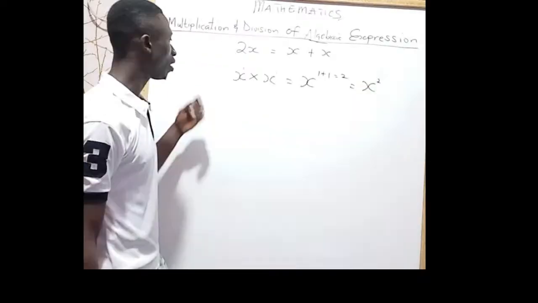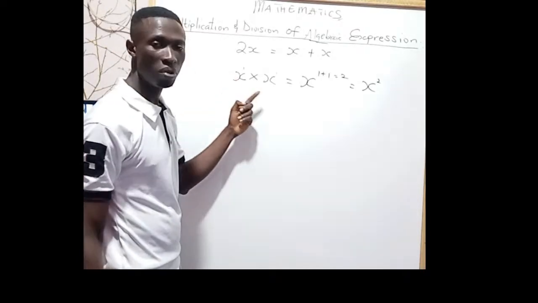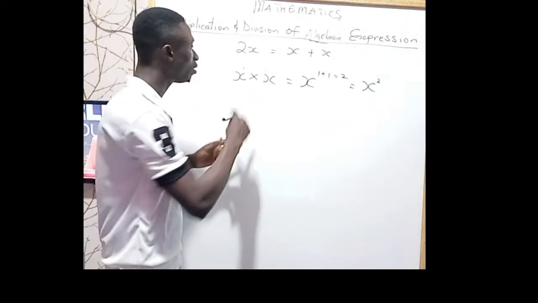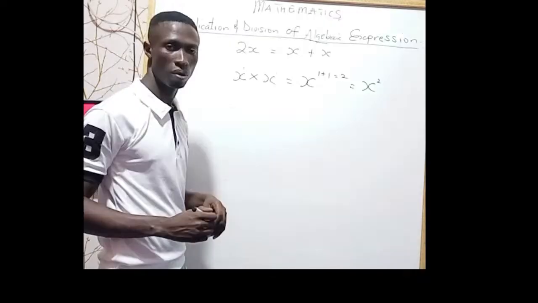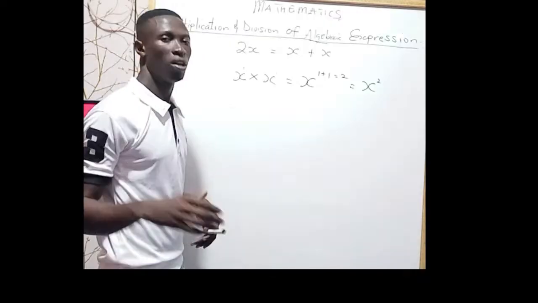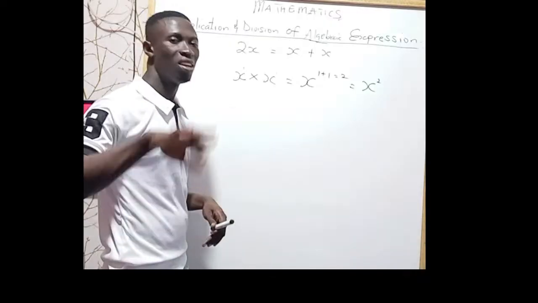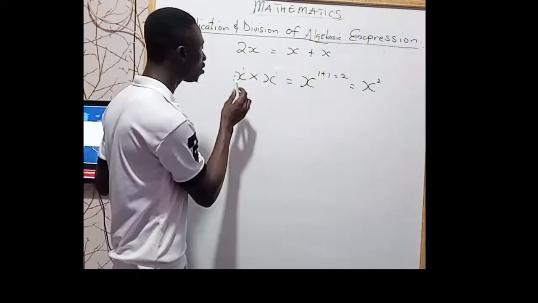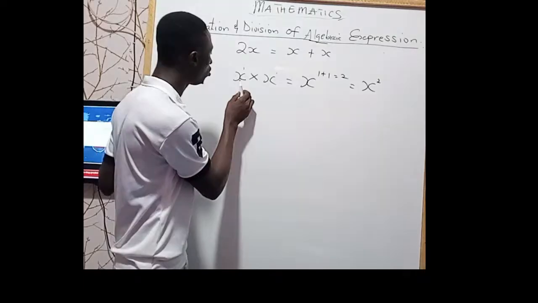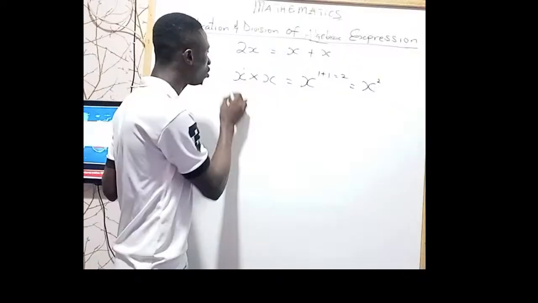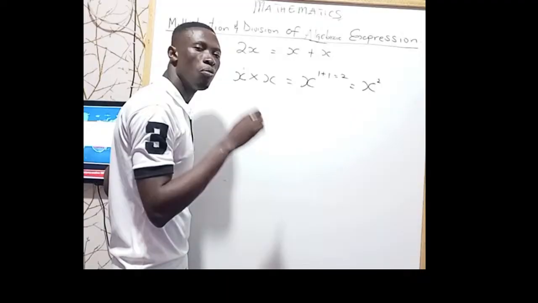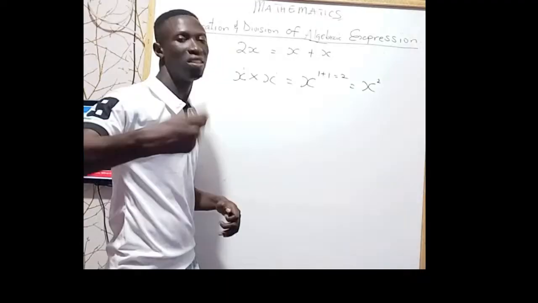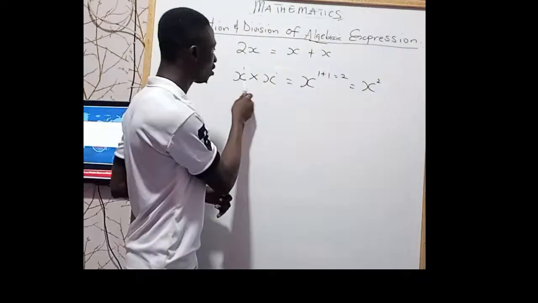I can quote it from indices. Once the base is the same, what do you do? You add the powers. In a simple statement, now look, how many x can you see? 1, 2. Because it is repeated multiplication, it means the same thing itself. So you see x times x is x squared.